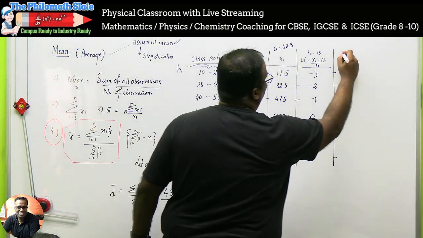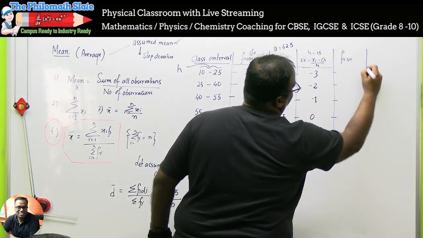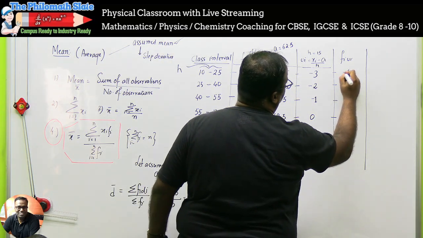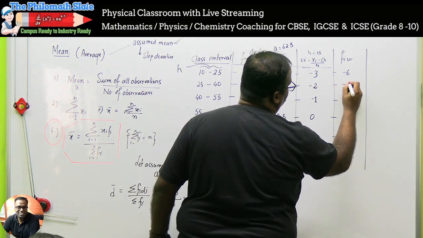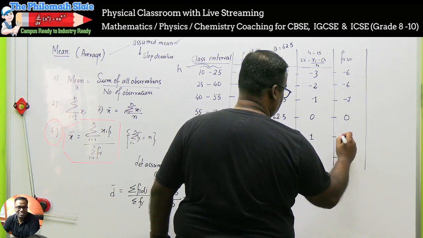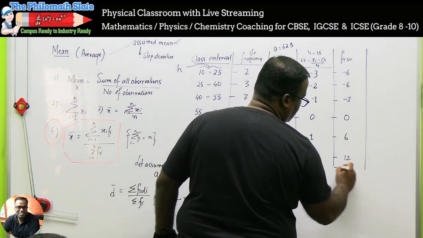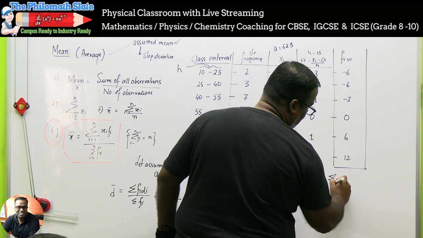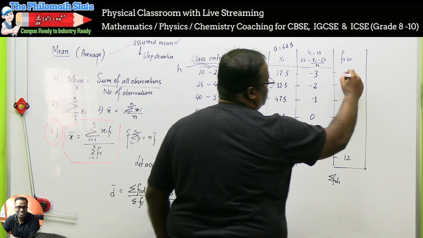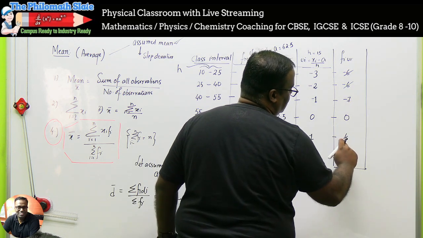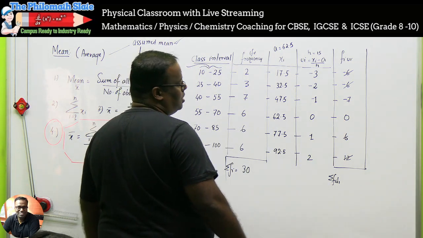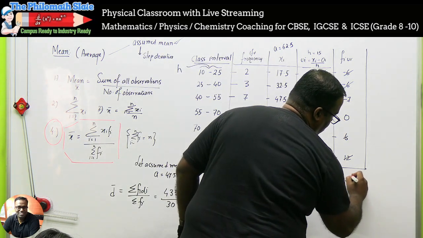Now you do FIUI. Now the job is easy. 2 into negative 3 is how much? Negative 6. 3 into negative 2, negative 6. 7 into negative 1, negative 7. Then 6, 12. Now do sigma FIUI. In sigma FIUI, these two cancel, rather these two itself cancel 12. So you're left with 6 and 7. 6 and 7 means how much? Negative 1.